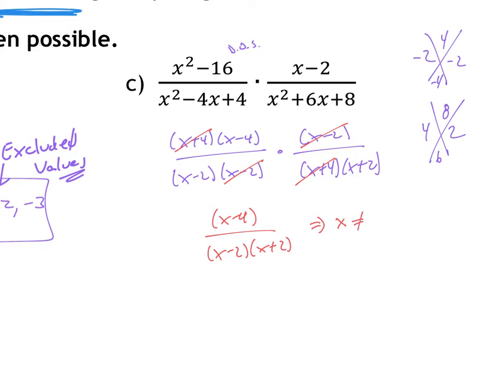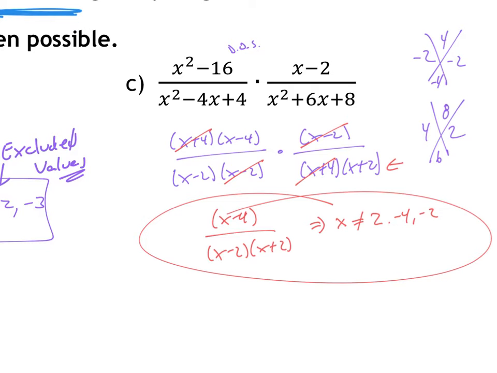So x cannot equal, if I'm looking at this row right here all the way across, it cannot equal positive 2, negative 4, and negative 2. So that is my solution here. So all you're doing here when you're multiplying is you are factoring each piece, the top and the bottom, canceling what you can. After you factor everything, look at the denominator and write your excluded values.